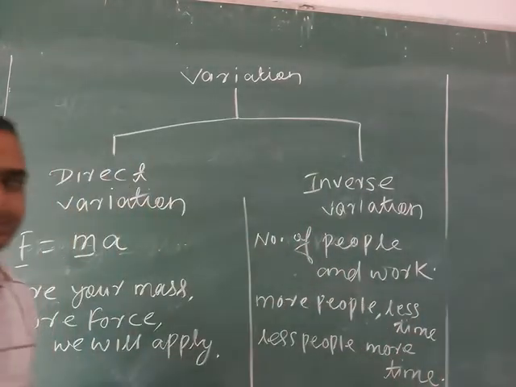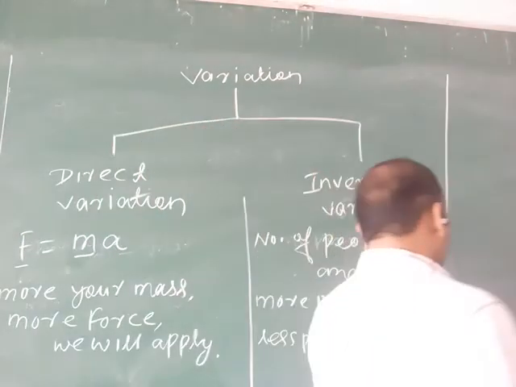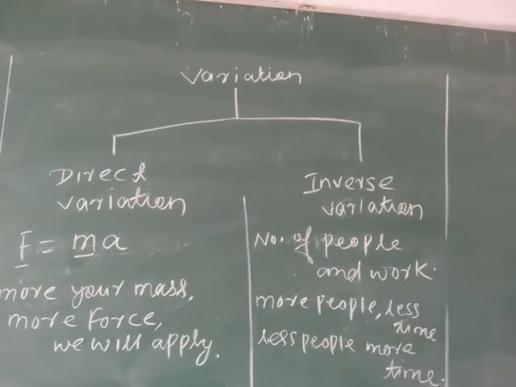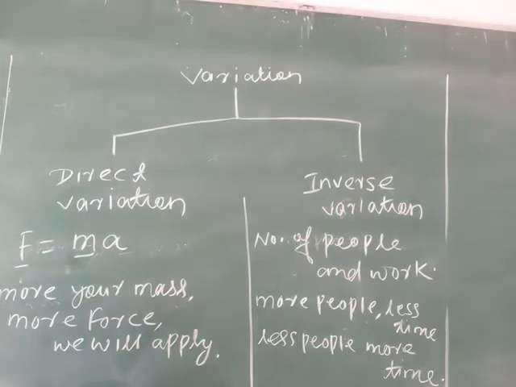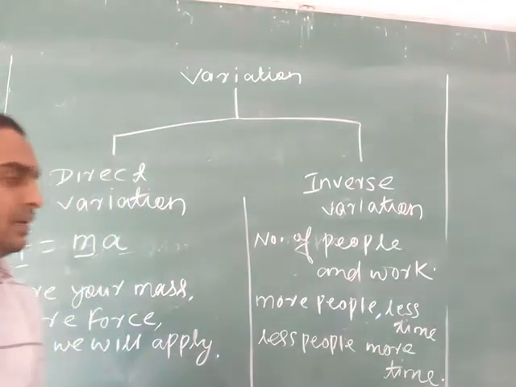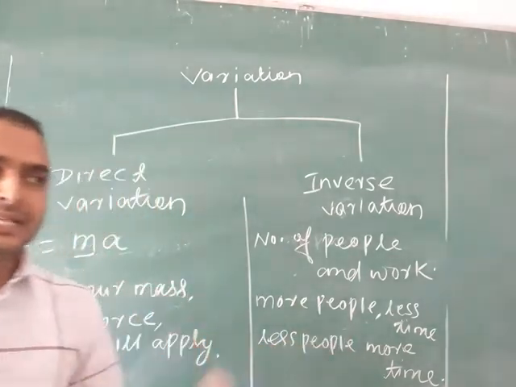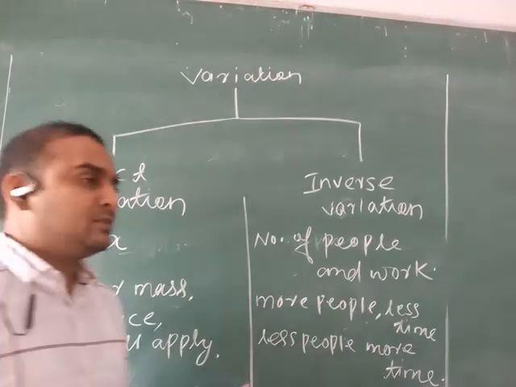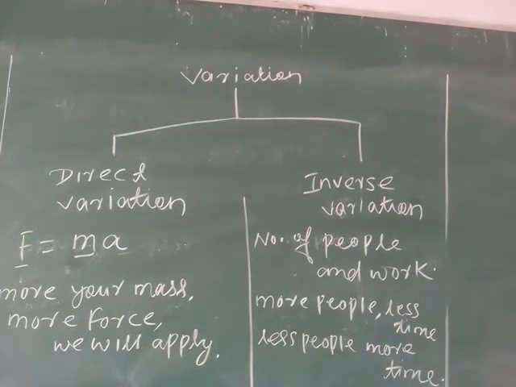That means if someone is doing some work in a field, if 20 people are doing the work in 10 days, then 50 people will do the same work in less than 10 days. If we increase the number of people, our time will be less. This one is a case of inverse variation.